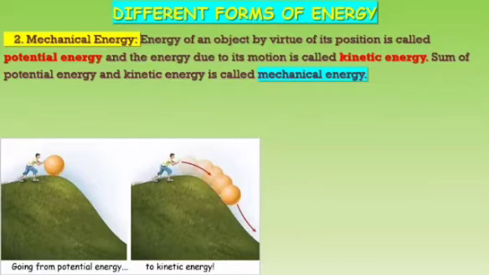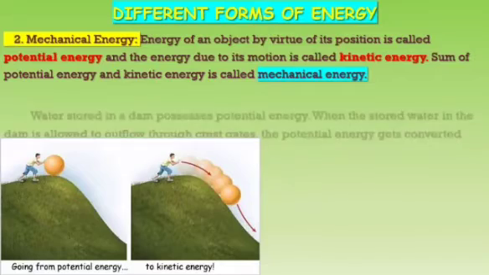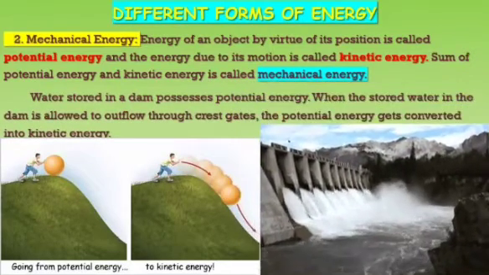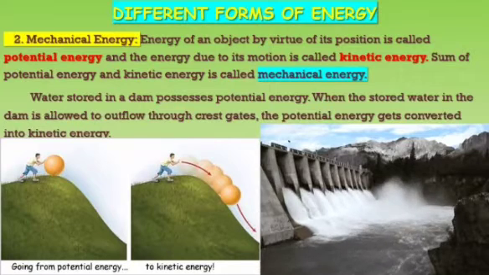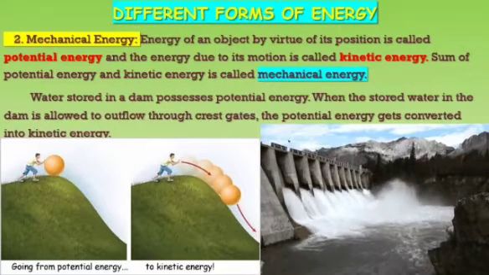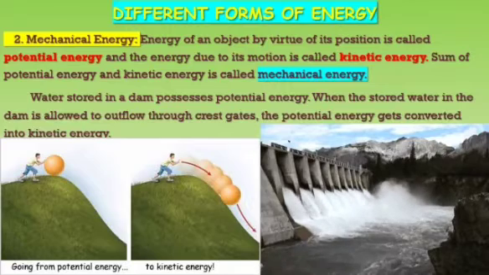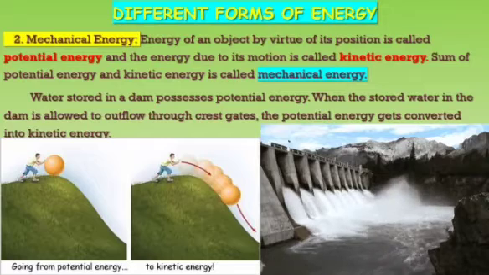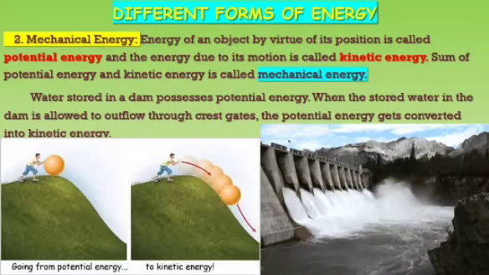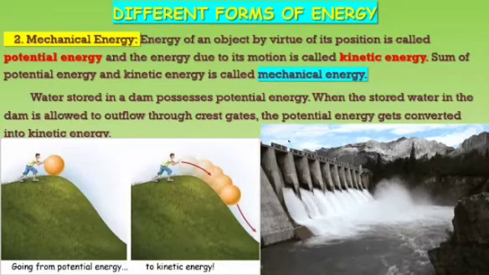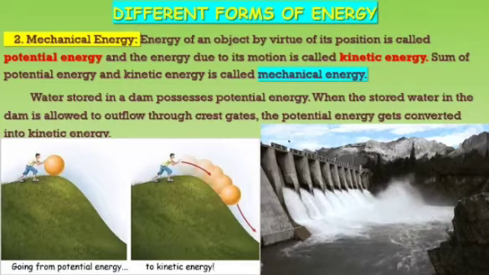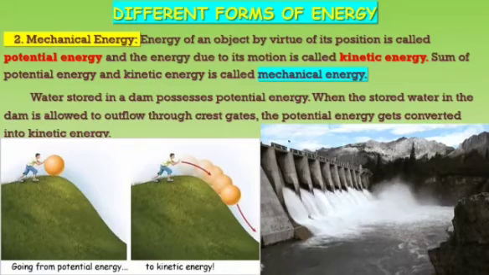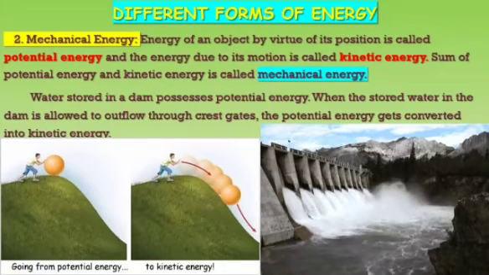Now let us take up the example of the water in a dam. Dams are constructed across rivers to store water. So water stored in a dam possesses potential energy. Whatever water is stored in the dam has potential energy. I told you any object has energy in it, and that energy we call potential energy. So when the stored water in the dam is allowed to outflow through crest gates, then potential energy gets converted into kinetic energy.